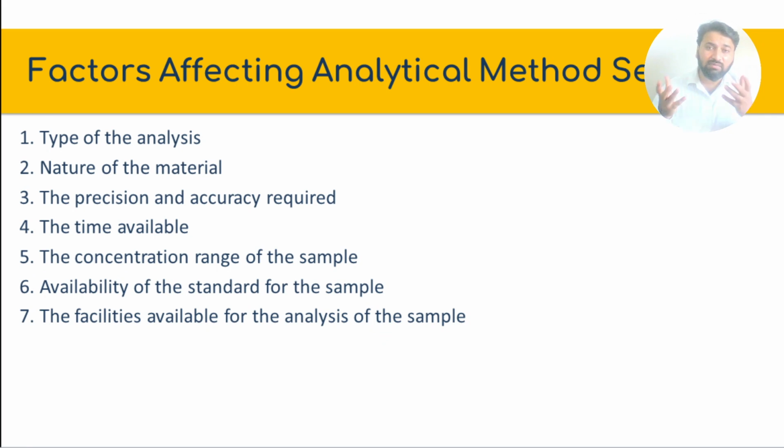How can we say it is 100% pure? Because we use a standard which is a 100% pure sample. By comparing with that standard, we say what the percentage purity of the sample is. So we need the standard. The availability of the standard is very important, and it is one of the factors affecting the analytical method selection. And the last is the facilities.